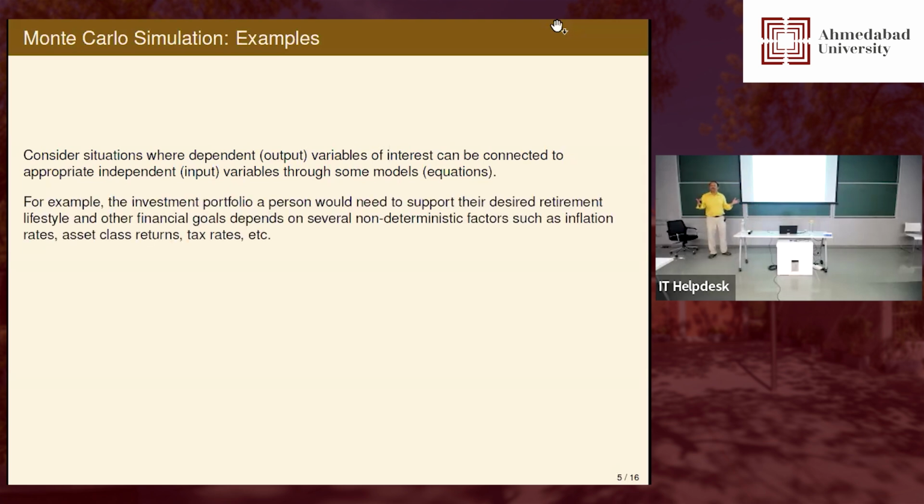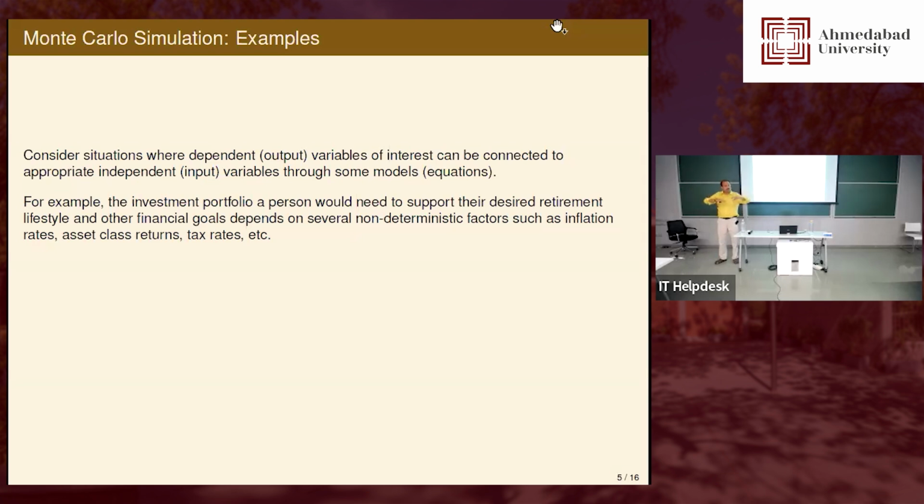This example might not be very interesting to many of the young people. The investment portfolio a person would need to support their desired retirement lifestyle and financial goals after retirement. Now think about this, it is dependent on so many things, right? The tax, and how it changes over the years. The different stocks, and how they perform over the year. In fact, right now my portfolio weights depend on the performance of the last month, yesterday. Now you want to predict for someone who just joined the workforce, his retirement, 30 years down the lane. So again, here you have a dependent variable of your interest, which is a function of so many different independent variables.